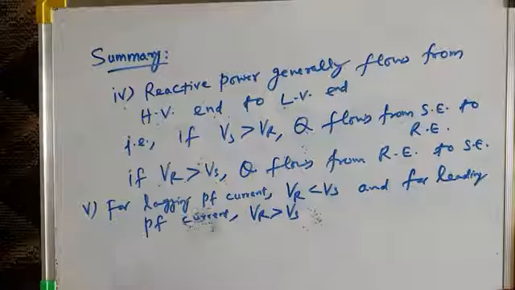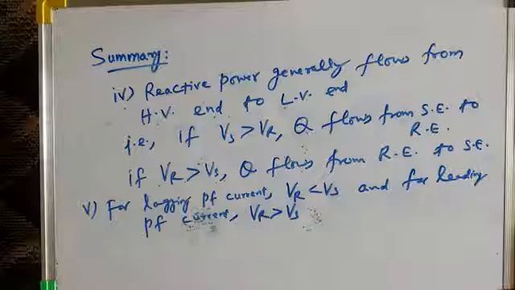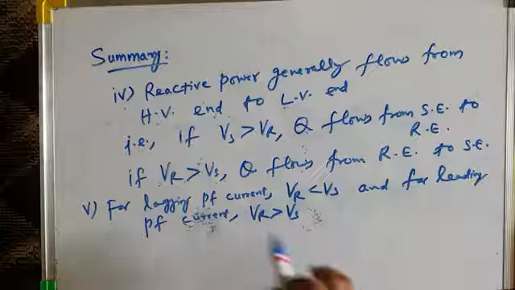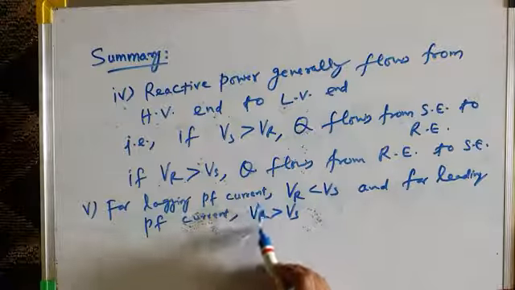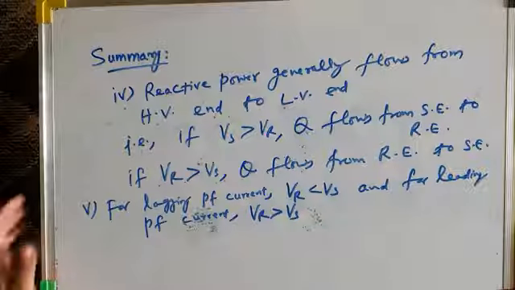But if there is leading power factor current flowing over the transmission line, that means if reactive power is negative, which means leading power factor current is there over the line, then the reactive voltage drop JIX becomes negative. It adds to the receiving end voltage and makes receiving end voltage greater than sending end voltage. This is another observation. Fifth.